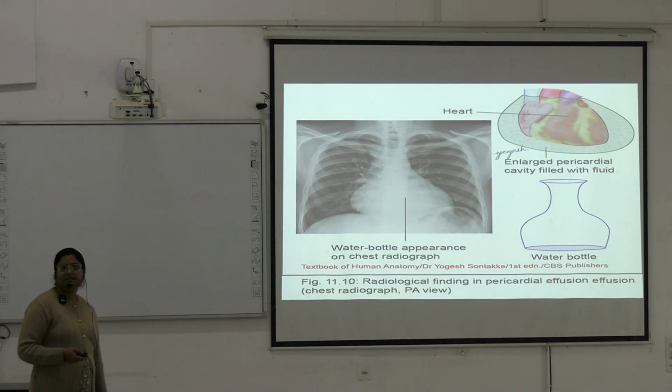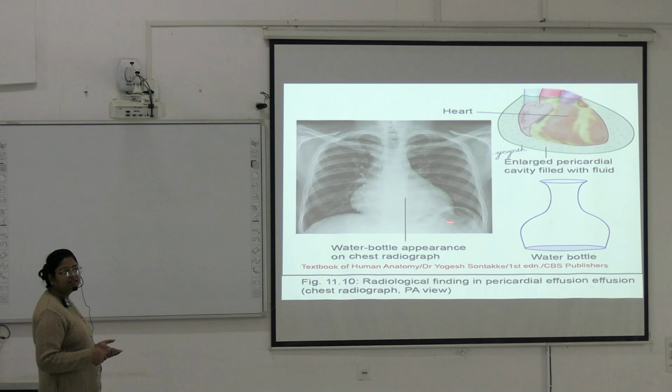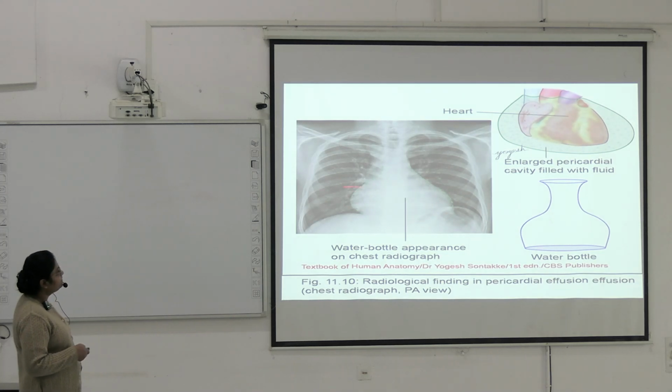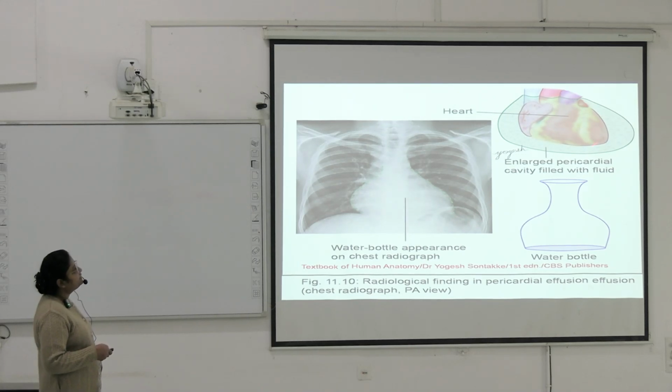Next we go to pericardial effusion. Fluid accumulates within the pericardial cavity. In the PA view of the chest radiograph, the heart shadow will have a water bottle appearance, and the cardiothoracic ratio will increase. The transverse diameter of the heart is more than half of the total thoracic diameter. That is, the cardiothoracic ratio will increase in pericardial effusion. You can see here there is fluid accumulation within the pericardial cavity.